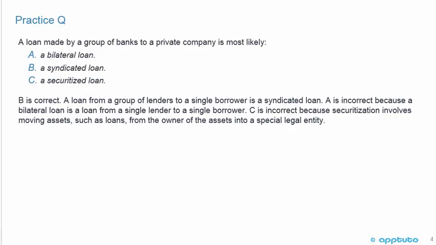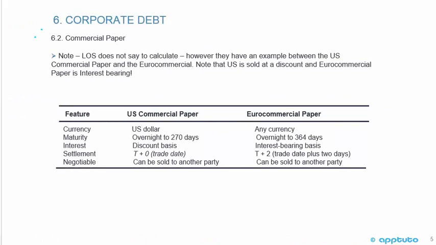So continuing with the commercial paper here, I made a little note. The LOS does not say to calculate. However, they have an example between the US commercial paper and the Euro commercial paper. Note that the US is sold at a discount and Euro commercial paper is interest bearing. So that's a 5-star key differentiation point.